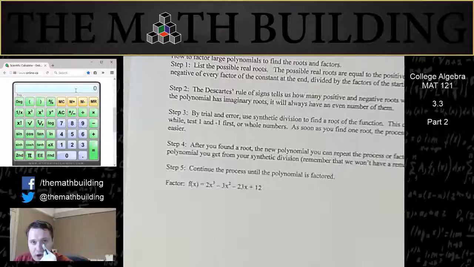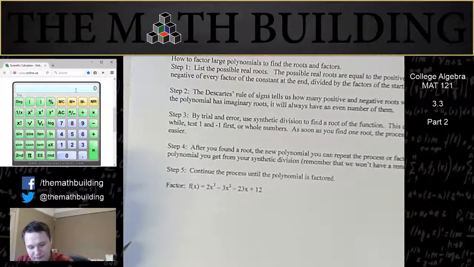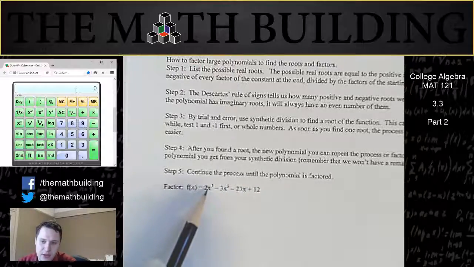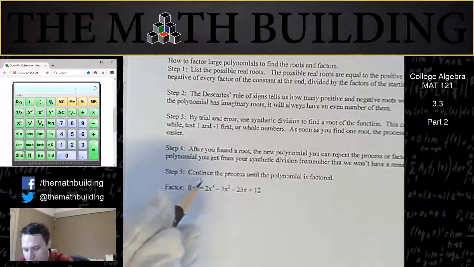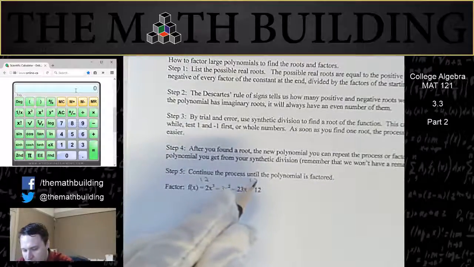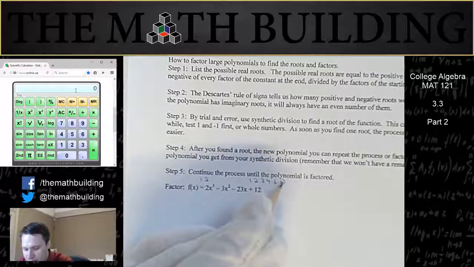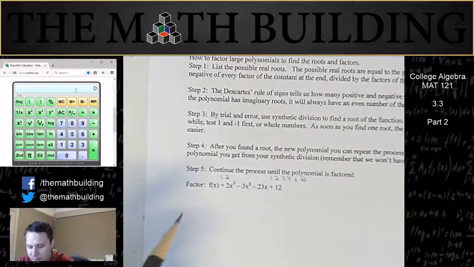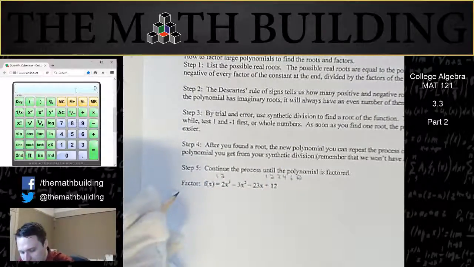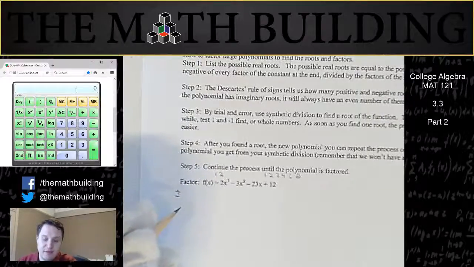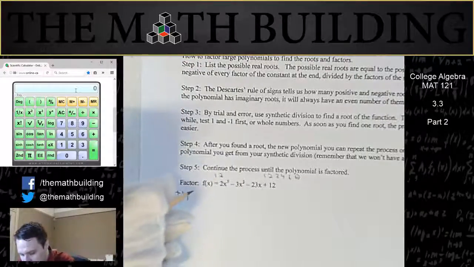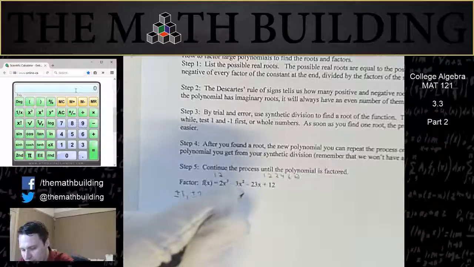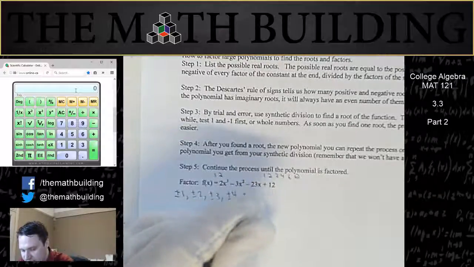So first we need to list all of the possible factors. And all of the possible answers are this number divided by this number. So the factors of 2 are 1 and 2. And the factors of 12 are 1, 2, 3, 4, 6, and 12. So all of these numbers divided by these two numbers are our possible factors, our possible answers. So let's do it. They're going to be positive or negative, by the way, of all of these. So positive or negative 1, 2, 3, 4, 6, 12.